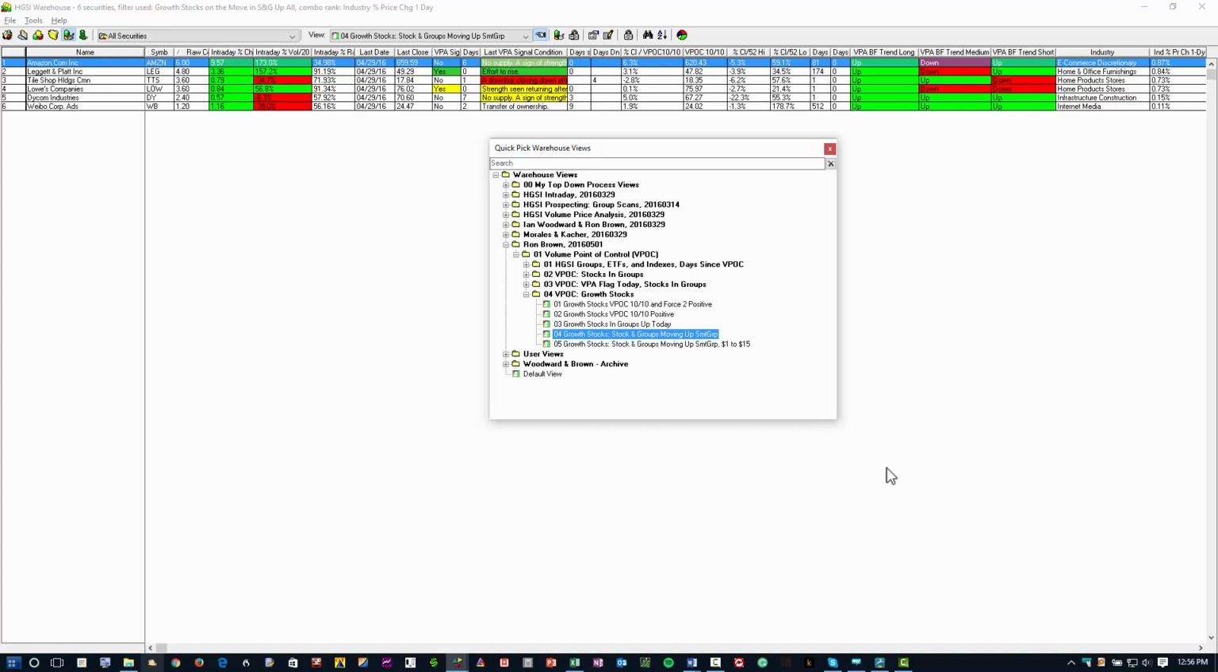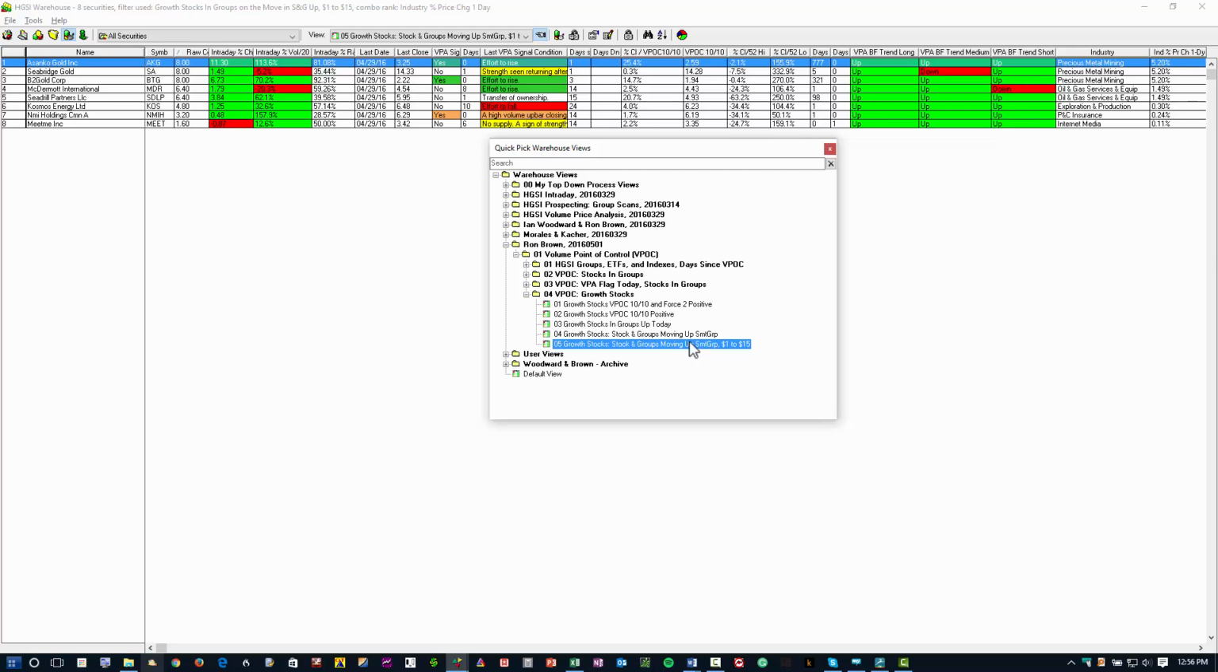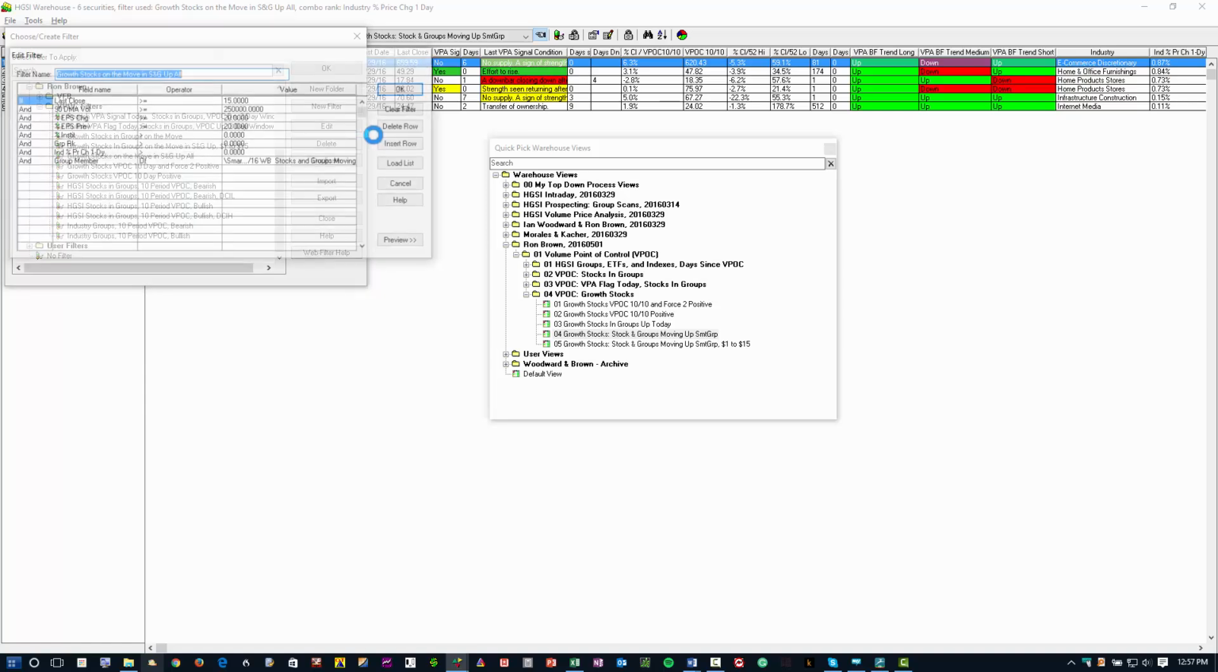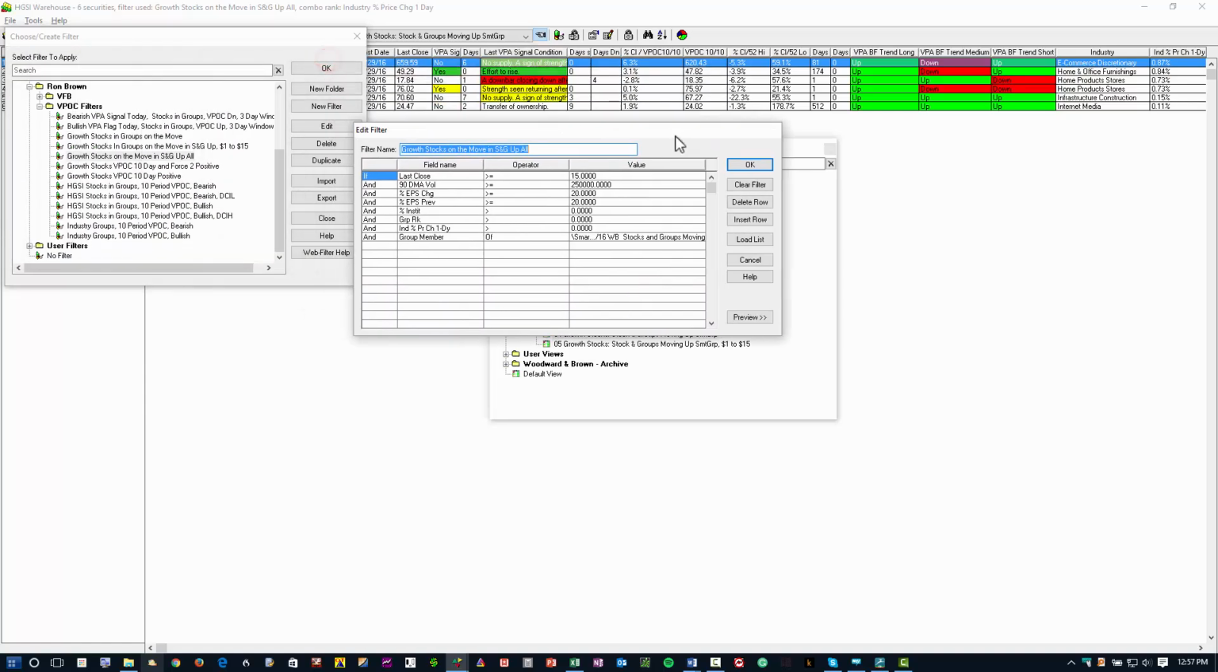What I decided to do was use the smart groups, both the stocks and groups moving up, and the 1 to 15 smart group moving up, and then I put all the growth requirements in here. And the way this works, and this is new to HGSI a few months ago, is very unique and very powerful.